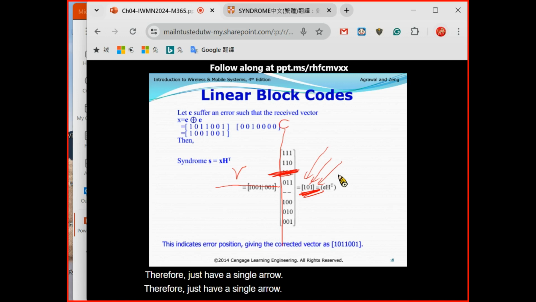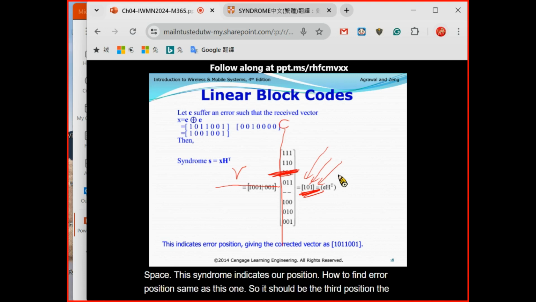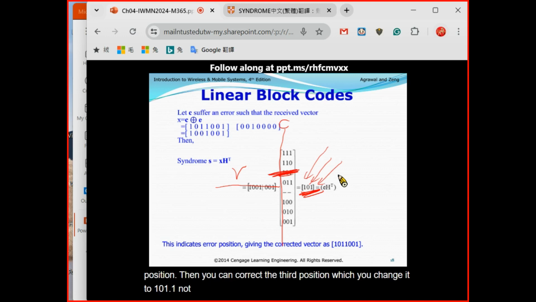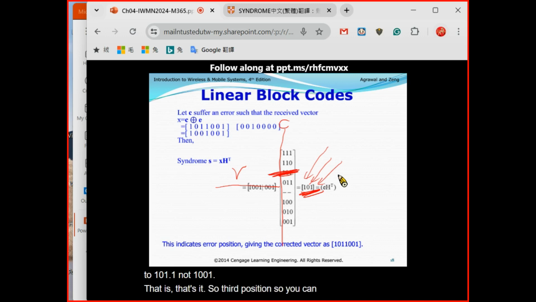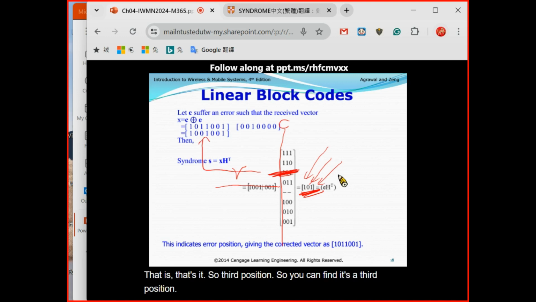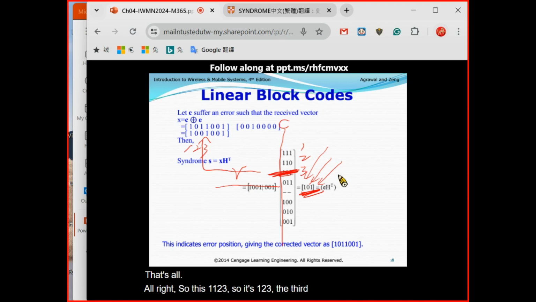Since this syndrome indicates the error position, how to find the error position? Same as this one. So it should be the third position, and then you can correct the third position. So of course we should change it to 1011, not 1001. That's it. So you can find it's the third position, 1, 2, 3. The third position should be corrected. So this is a single error.